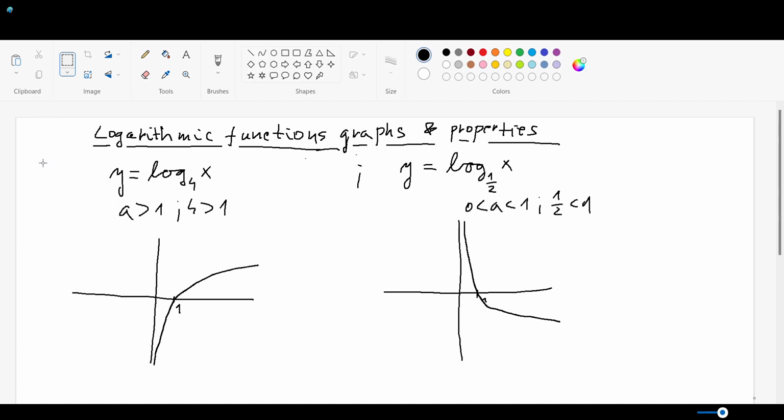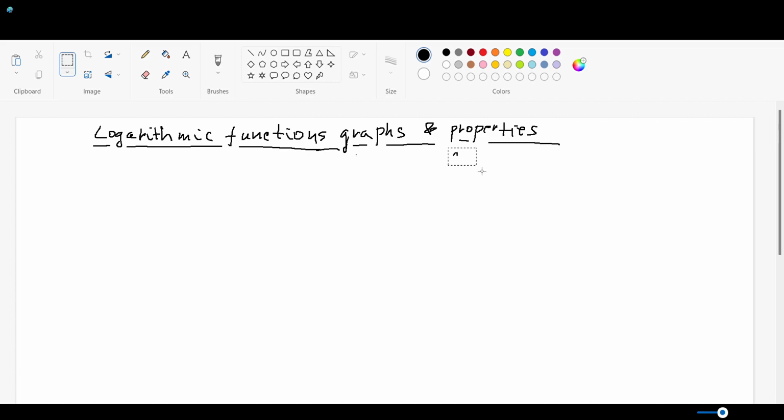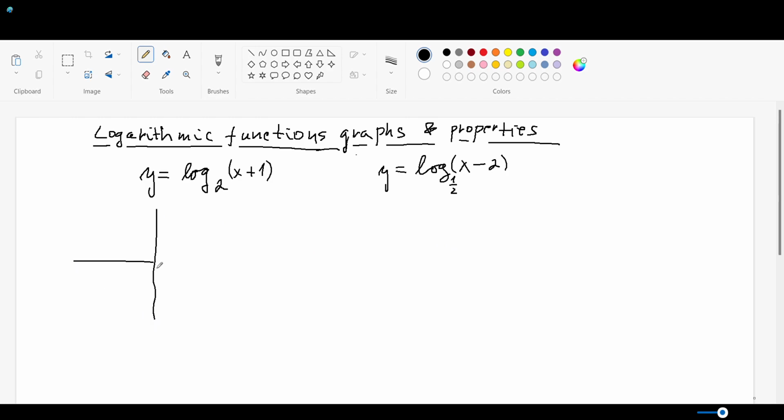Let me do one more exercise to show you what you already, in my opinion, know about the transformation of the function. So if you were asked to sketch the graph of the function y equals logarithm base 2 of x plus 1, or the function y equals logarithm of x take away 2 with the base 1/2, this is a kind of transformation you already know how to apply.